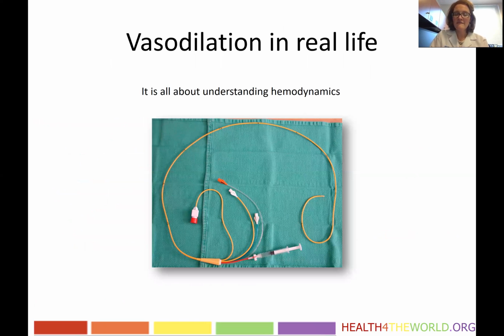Thinking about vasodilatation in real life, I think it's very instructive to think about what happens at the hemodynamic level in these patients.